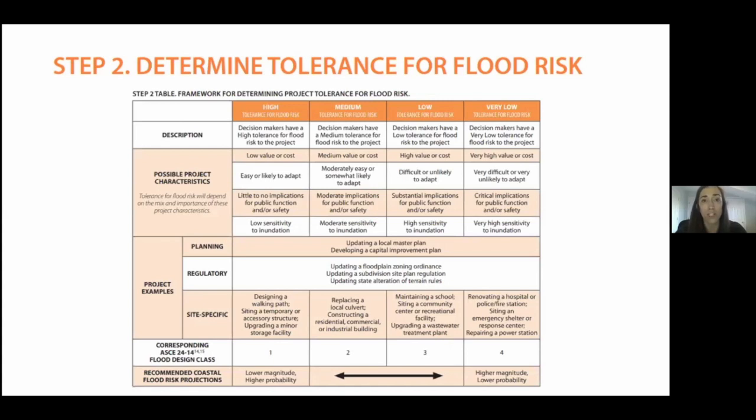You'll also note for the engineers on the line that the 4 categories of tolerance for flood risk correspond with the flood design classes that are identified in the American Society of Civil Engineers Flood Resistant Design and Construction Standard, otherwise known as ASCE 24-14, which is also incorporated into the existing state building code. So as you'll see in steps 3 through 6, the coastal flood risk projections that you select are going to differ greatly depending on the tolerance for flood risk that you select in step 2. This is going to allow for some really important flexibility and a bit of subjectivity throughout this process.